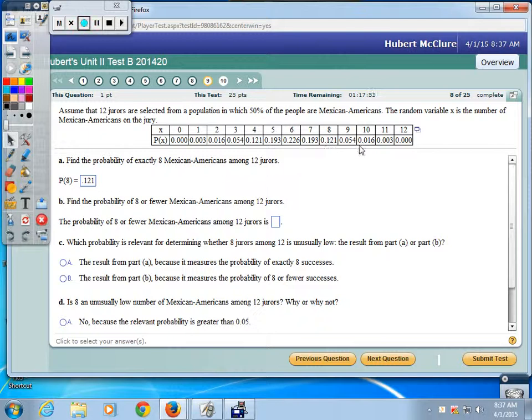So 0.54, 0.16 is 0.7, right? No, yeah. 0.07, excuse me. Y'all check me. 0.073. Y'all check me. I don't know what I'm talking about. And then subtract it from 1. What do you get? 0.927.